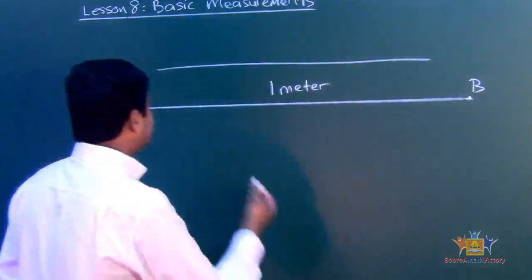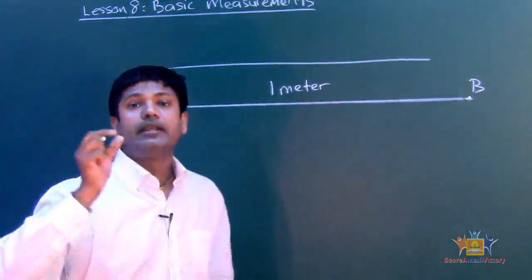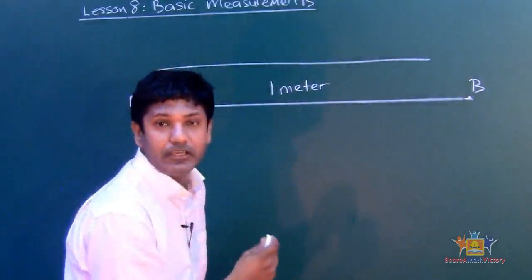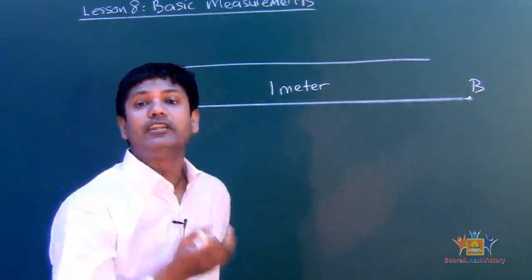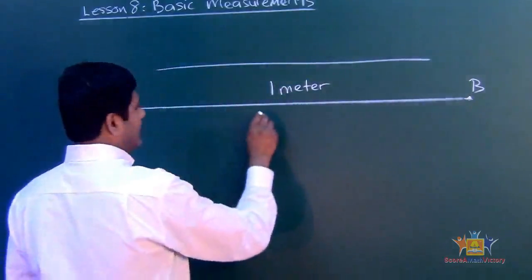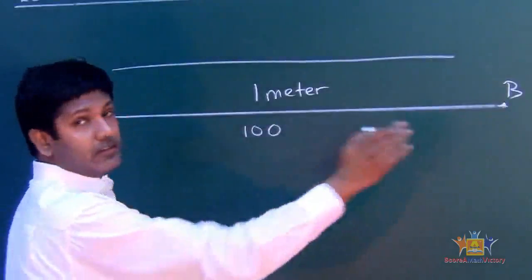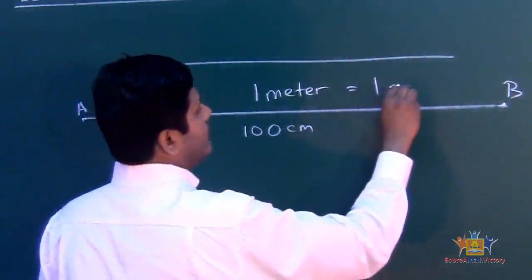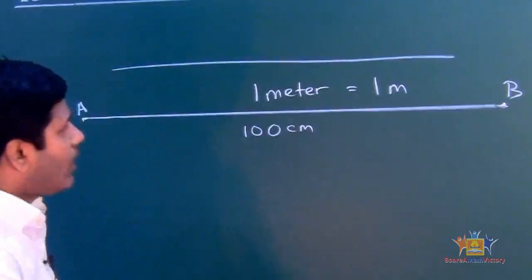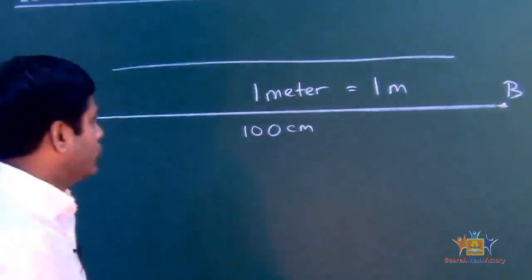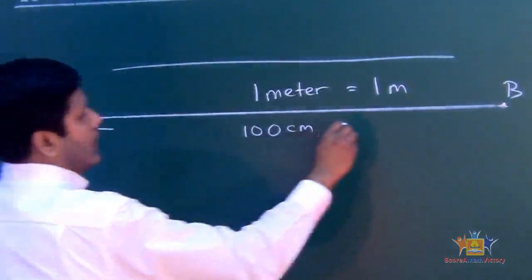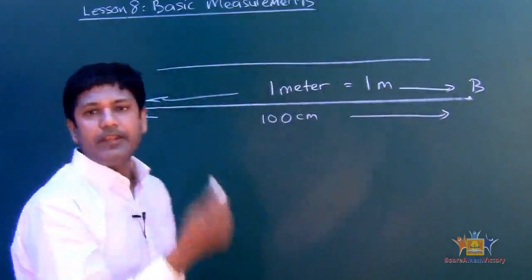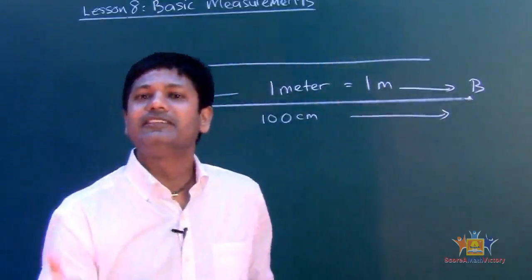That means each section represents what? 1 centimeter. So 100 sections would make what? 100 centimeters. So that means the length has another measurement. If I had to measure this in centimeters, it will be 100 centimeters. This can also be written as 1 meter, as an M. They both are the same, 100 centimeters or 1 meter. See that? That's point A to B. It's just the unit that we're using that is different.